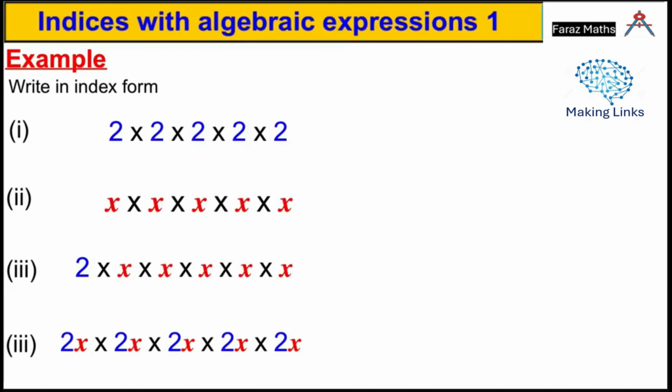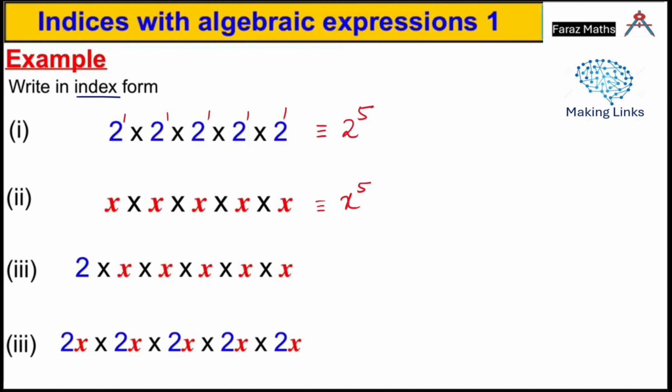The first question here is write in index form. It's quite easy. Index form means that you have to add the powers. So each 2 has power 1 on it. We can add the powers, and how many 2s we have? 1, 2, 3, 4, 5. So that is 2 to the power of 5. This one would be 1, 2, 3, 4, 5, so this is going to be x to the power of 5.